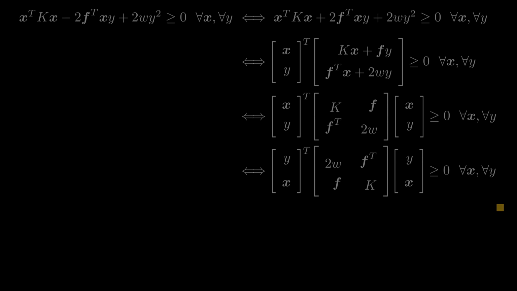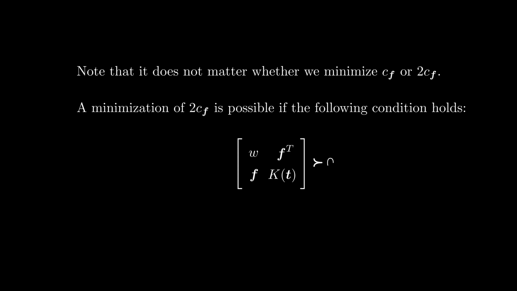A short remark before we jump to the SDP program now. Note that it does not matter whether we minimize C f or 2 times C f. According to the last statement, a minimization of 2 times C f is possible if the following condition holds. Okay, now let us consider the SDP program.